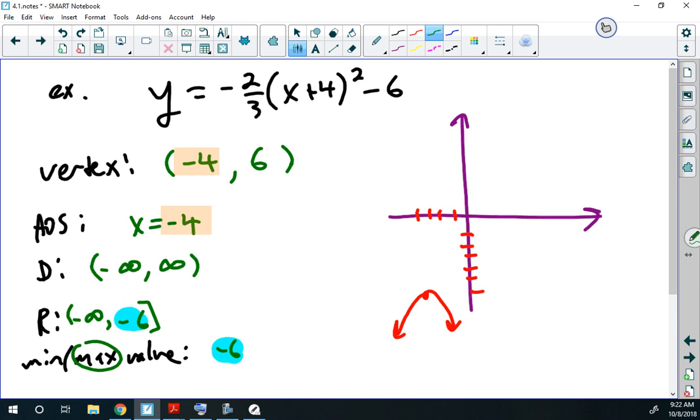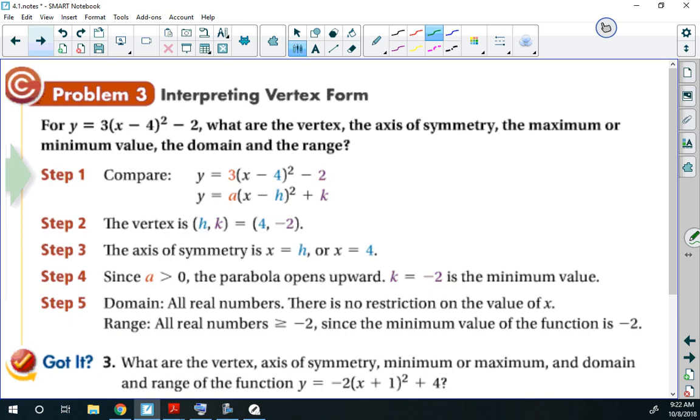Okay. How do we feel about identifying parts of the graphs without actually graphing? Should we try another one of those, or you got the hang of those? Another one of those? Okay. Hey, there's one right here. Cool.